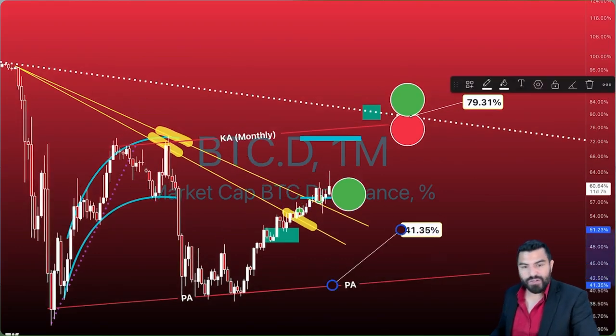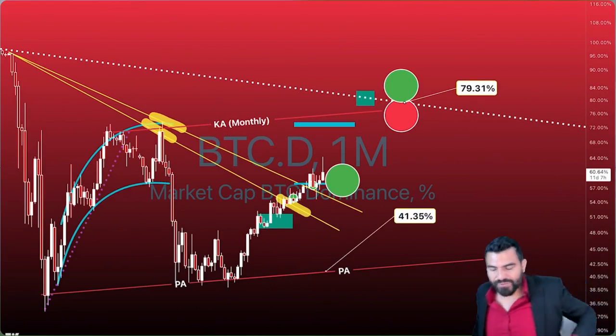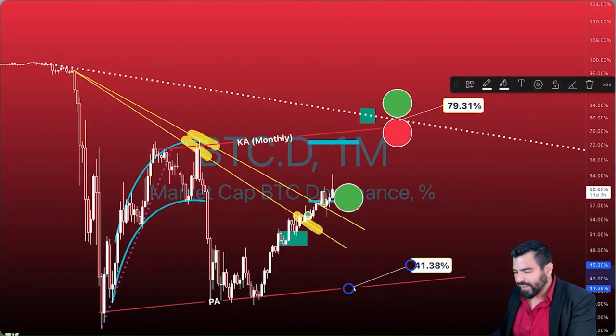And again, I always say, if you don't know where your bottom is, just put your hands up like that, then move them to the side and slap your booty. That's where your bottom is at. In this case, it's 41%.